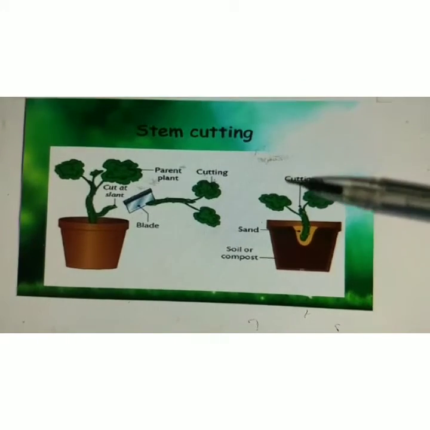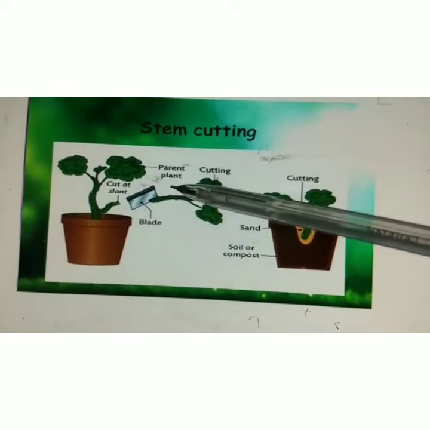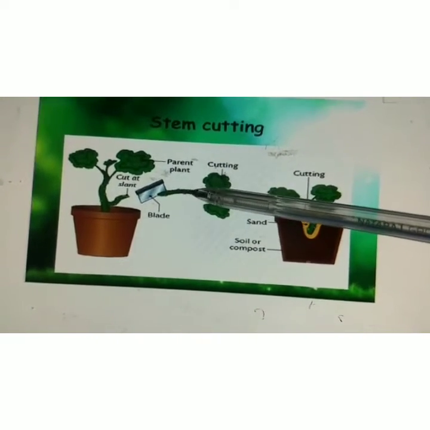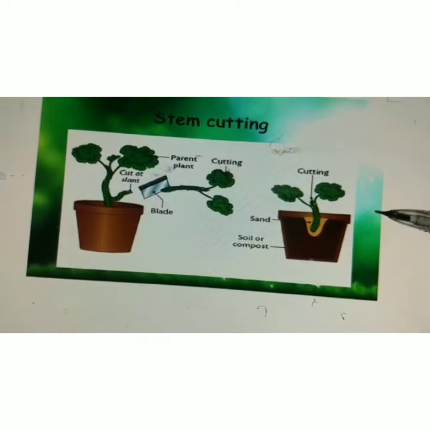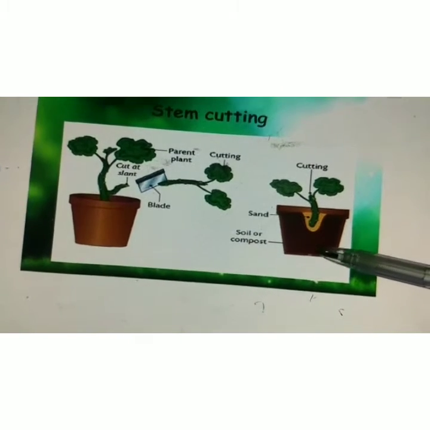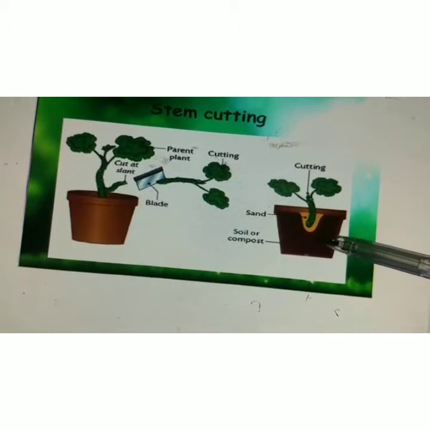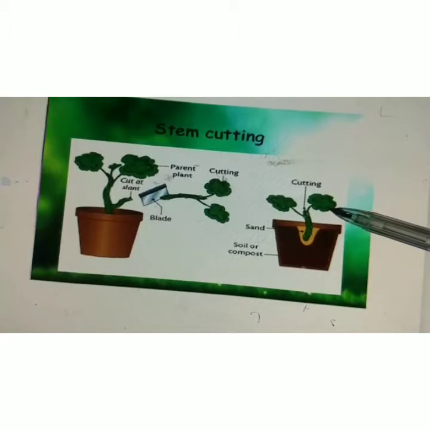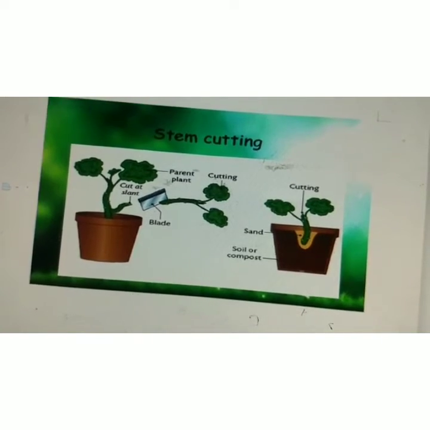Stem cutting. Here you can see that the stem from the plant has been cut and it is having nodes and internodes, and then you can see here that the stem has been planted in the soil, and after a few days what will happen, roots will start coming out from here and it will give rise to a new plant.